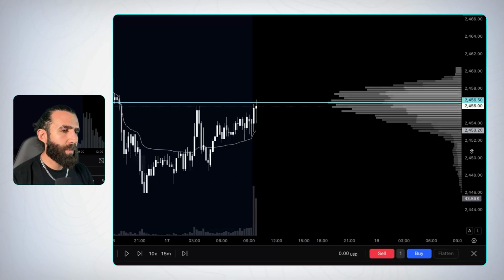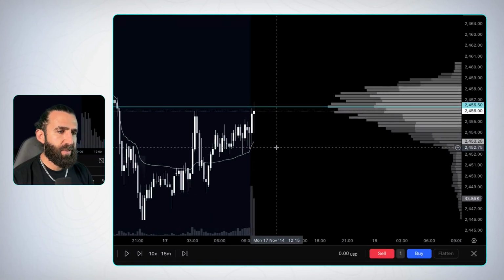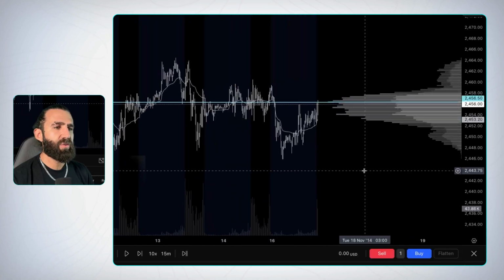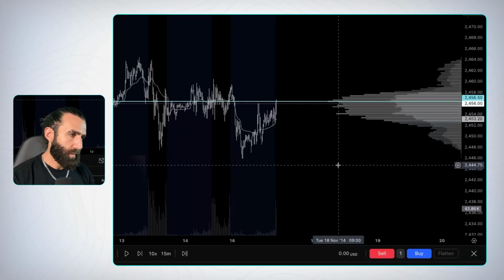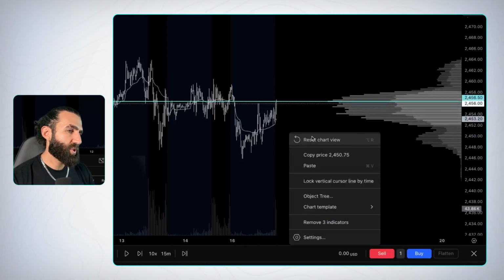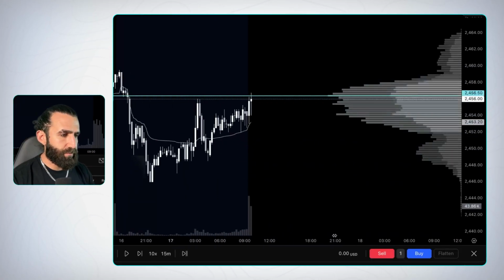We are up above VWAP here. We did get a nice strong close to the upside. But we were really at an area of high volume. And if I zoom out, we don't have another real clear area. So we're just going to have to rely on price action for this one.